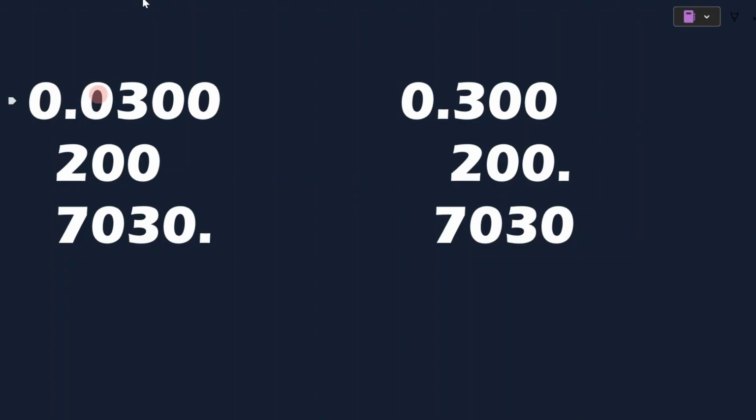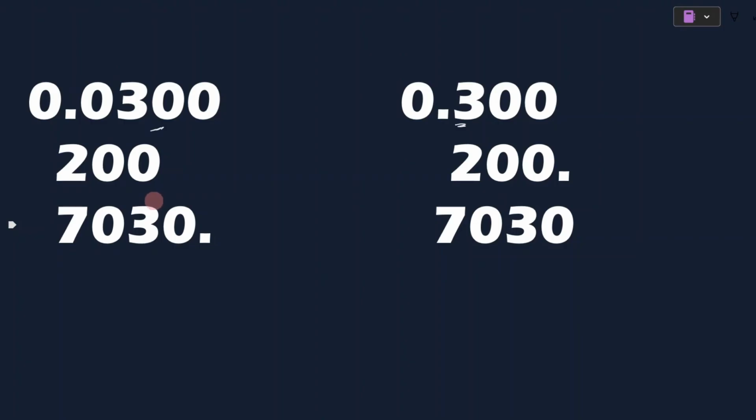All leading zeros are not significant. Then, for the trailing zeros, that's the zeros that appear at the end of the numbers, they can be significant depending on the presence of a decimal point. Thus, if there is a decimal point, the trailing zeros become significant. Example, this number, this one, or this. But if there is no decimal point, the trailing zeros are insignificant. Example, with this 200, if you notice, we have 200 here, and we have 200 but with a decimal point. We have 7,030 with a decimal point, but you have 7,030 without a decimal point.